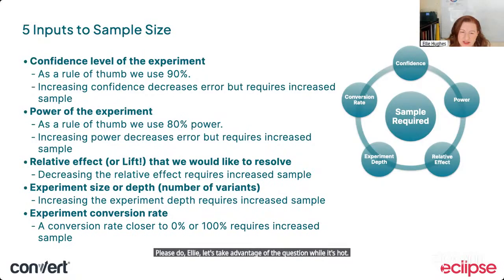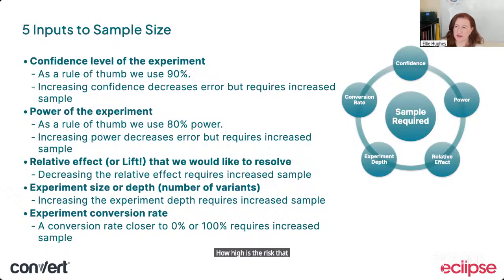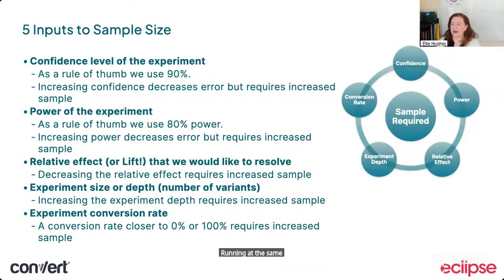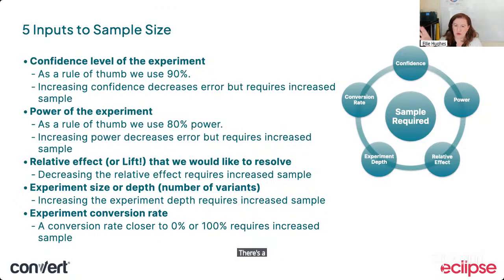So the first question is, what is your take on multiple tests running in, for example, a booking funnel? How high is the risk that they influence each other? So this is a question I get asked a lot because a lot of literature out there is around interaction effects and the problem of having multiple tests running at the same time. I would say different people and different A/B testing tools give you different advice. So that's slightly confusing, but I'd say there's a couple of schools of thought on it.